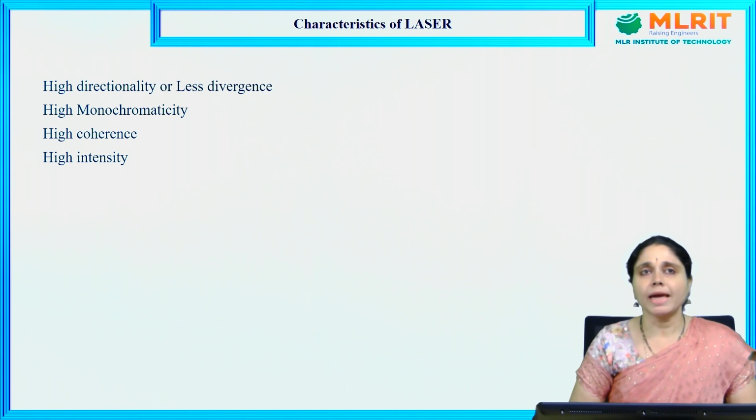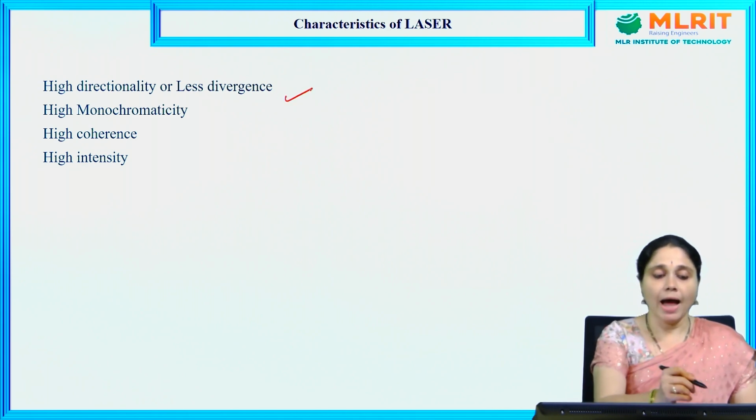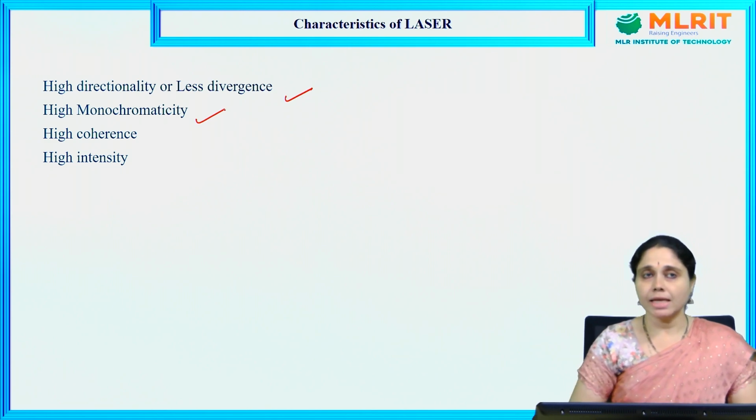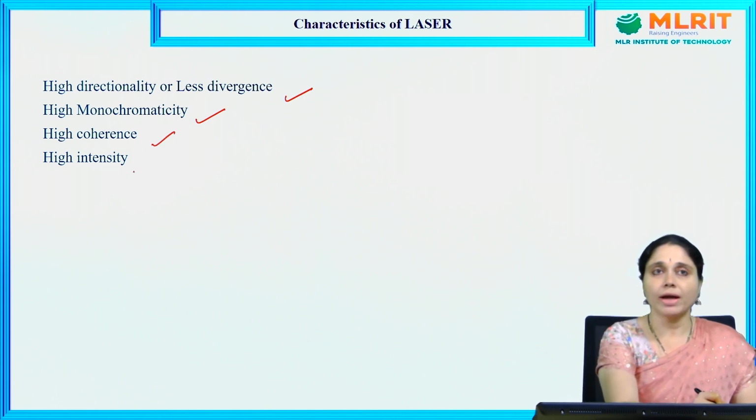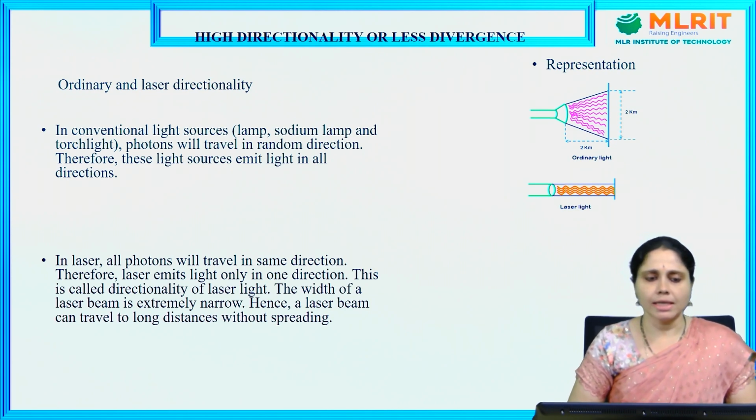Next, let us see the characteristics of a laser. What are the characteristics of a laser? These are four characteristics. First one is high directionality and less divergence. Next one is high monochromacity. Next is high coherence. And final one is high intensity. Let us see all these in detail. First, let us consider the high directionality and less divergence slide.